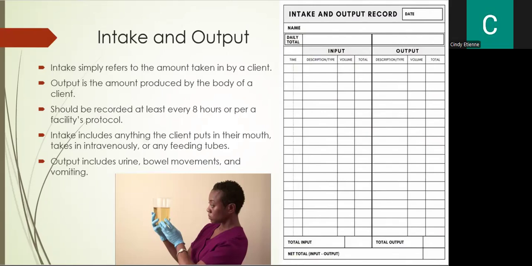So what goes in must come out. Intake is oral fluids, IV fluids, tube feedings, liquid medications, and ice chips, which you count as half because their volume is half after melting. Also gelatin, popsicles, and ice cream. Output is urine, vomit, liquid stool, surgical or wound drainage, chest tube drainage, and blood loss.